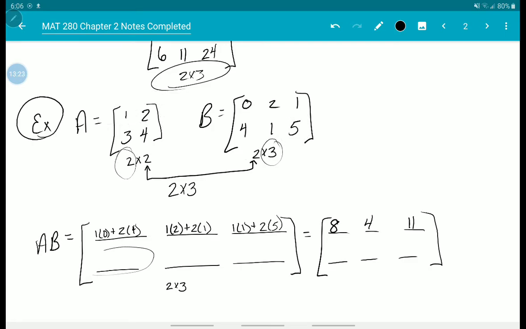And now we're going to move to that second row. So we want the entry in the second row, first column. So we're going to use that second row and that first column. So it's going to be 3 times 0 plus 4 times 4, which is 16. So now we need this guy, second row, second column. So we're going to use second row, second column. Multiply, add, multiply, add.